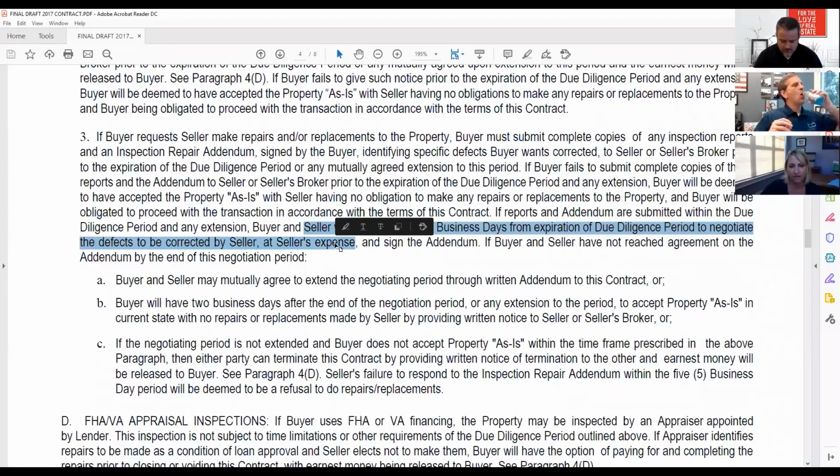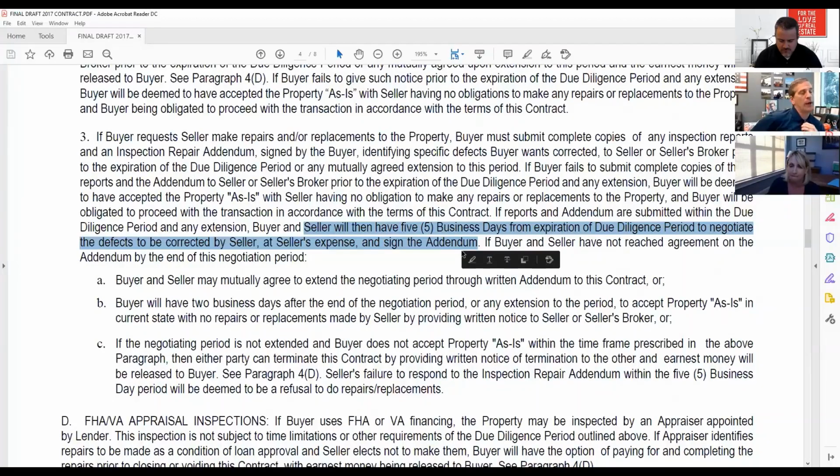Absolutely. This 5 business day period, what's highlighted is that the seller has the 5 business days. But what's important for everybody to realize is the buyer and seller have the 5 business days to negotiate the defects. So it might take the seller 5 days to get their quotes and everything, but there still needs to be time to negotiate it out. So hopefully the parties would then extend it, but it's not just the seller's time, it's the negotiation time.